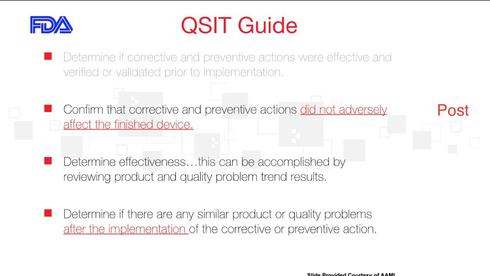Determine the effectiveness. This can be accomplished by reviewing the product, looking at our trends. These things are, again, typically post. Include those in your validation thinking. And then this last one, determine if there are any similar product or quality problems after the deployment, after the implementation of what? The corrective response. And if there is, we have to be able to go back and adjust that corrective action to pick those issues up and make sure that that action is improved as it runs through the CAPA final process.